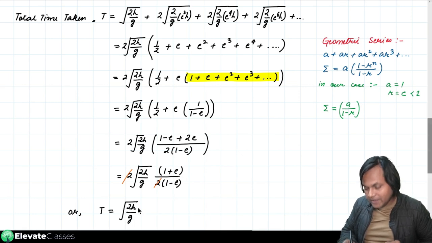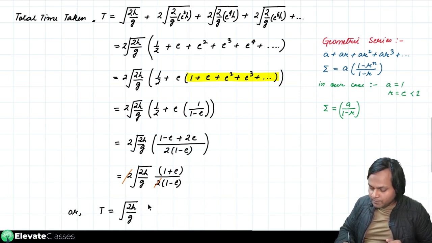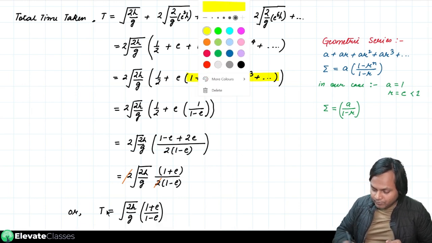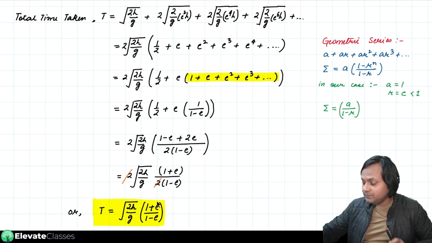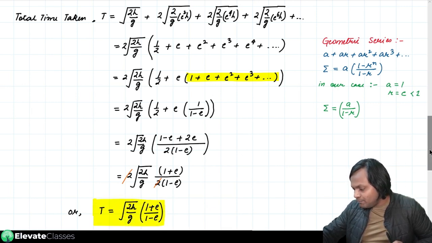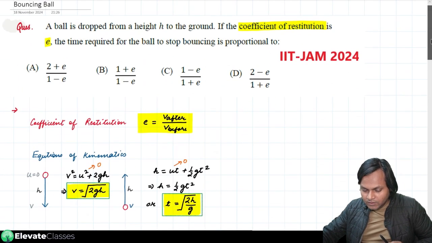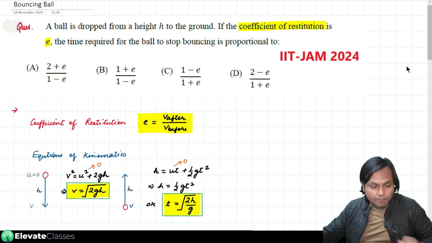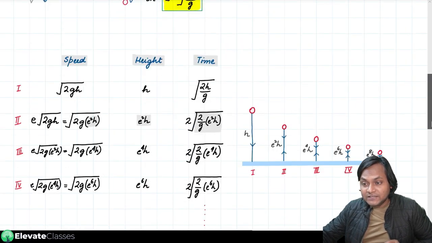2H upon G, which is, by the way, the time period it takes for an object to come down a particular height, if you remember, times 1 plus E upon 1 minus E. So the question that we started with simply asked us this proportionality of a particular expression. If you look at the options again, it said the time required for the ball to stop bouncing is proportional to what? It is proportional to this, 1 plus E upon 1 minus E.